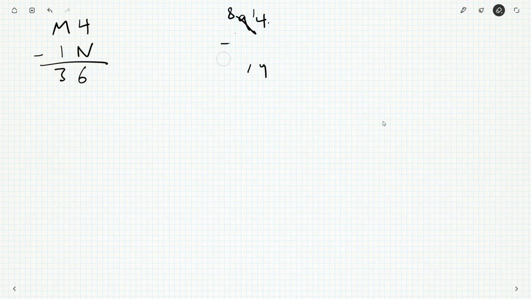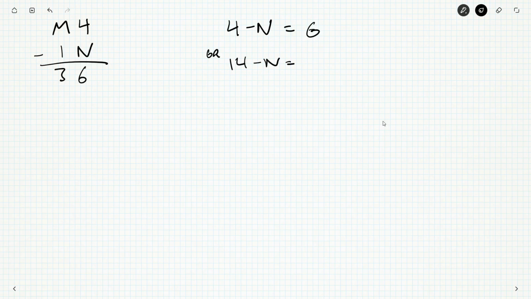So I ask myself, 4 minus n should leave me 6. Now, maybe I have to borrow 1 and it's 14 minus n. But it's going to have to be one of those two. So either 4 minus n equals 6 or 14 minus n equals 6, if we've borrowed a 1. So of these two, which can happen?